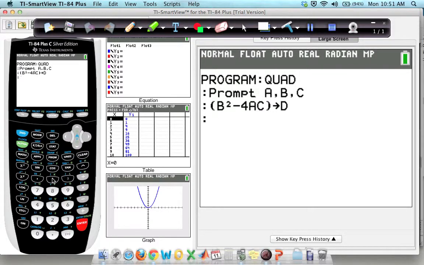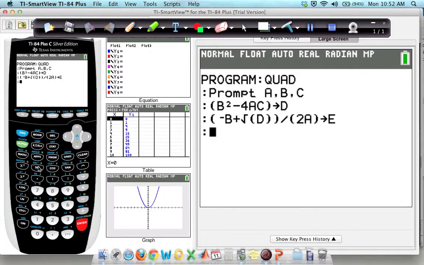So now I'm going to write the quadratic formula. So it's negative B, make sure you use the negative sign here. And I'll do the plus first, plus square root. And then we said what's under the square root sign is called D, so just write in D. End your parentheses for the radical sign, and then end your parentheses for the numerator. Then divided by, put your denominator in parentheses, so 2A. And now we're going to store this as E so that we can display this answer in a little bit.